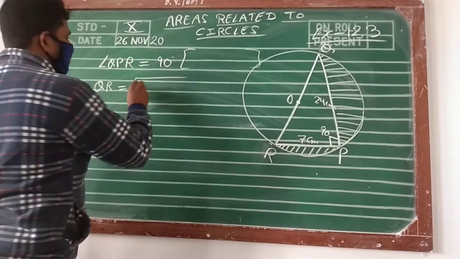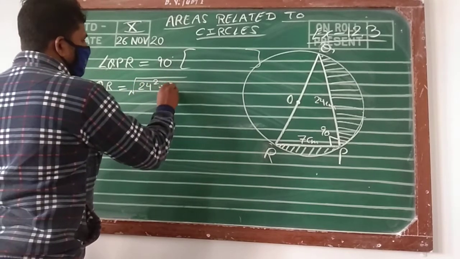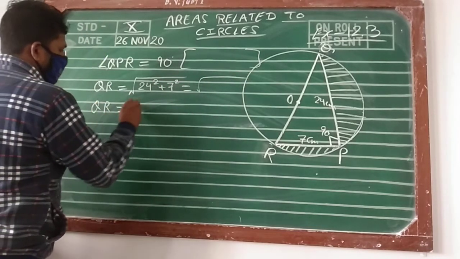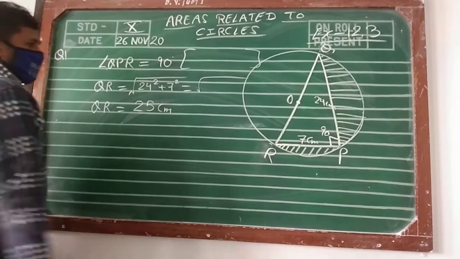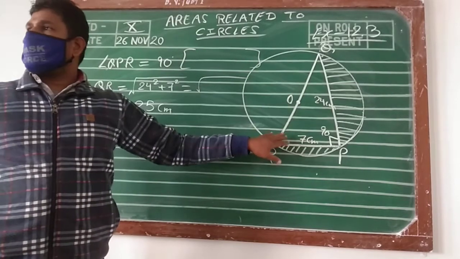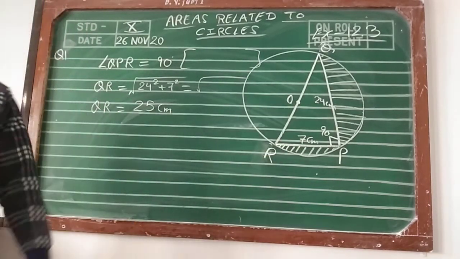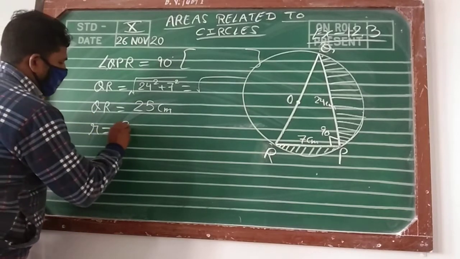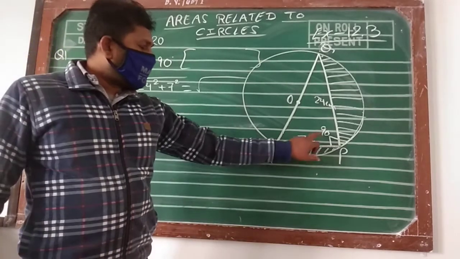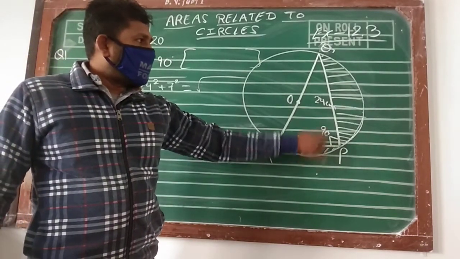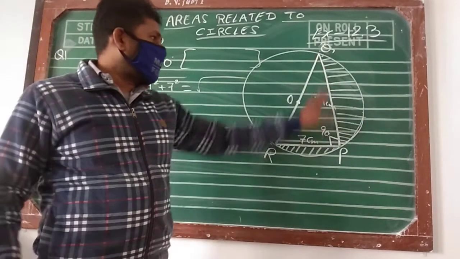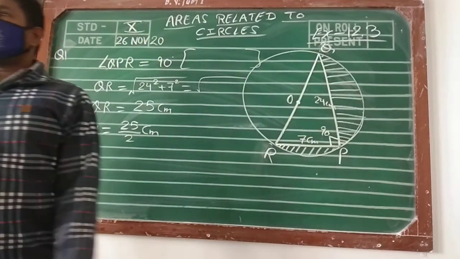So 25. And if QR we are getting as 25 centimeters, then QR is the diameter of the circle. The radius we are getting as 25/2 centimeters. And if this angle is the right angle, then what will be the area of this triangle? How will you get the area of the triangle?